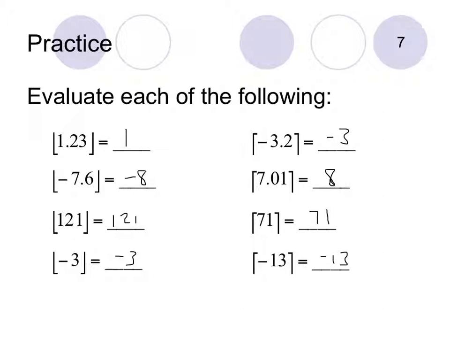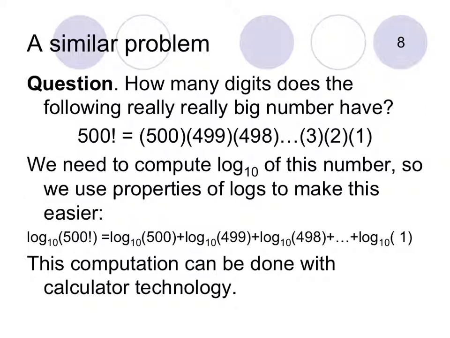So the ceiling function is always giving you an answer that is greater than or equal to the argument, and the floor function is always giving you an answer that's less than or equal to the argument. So regardless of whether it's positive or negative, the floor function returns something that's less than or equal to the argument. The ceiling function returns something that's greater than or equal to the argument.